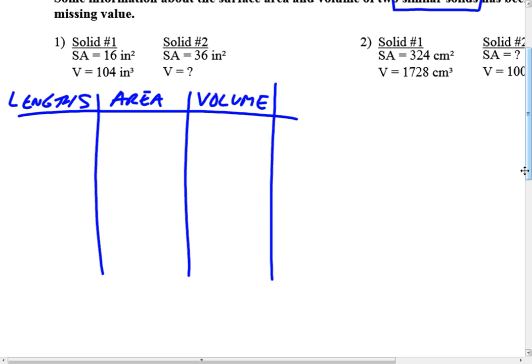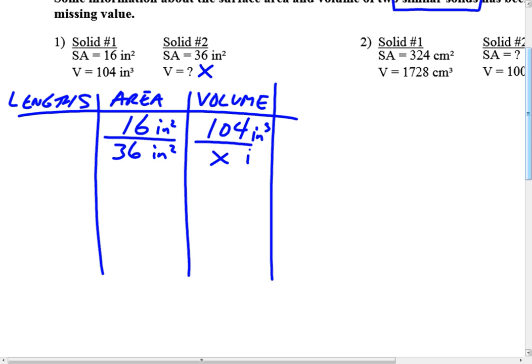What does SA stand for? Surface area. Do we know both surface areas? Write them down. 16 inches squared over 36 inches squared. Do we know any of the volumes? No, 104 inches. What do you think we should put here next to this? How about an X? So I can write this for now. Inches to the third, inches to the third for my volume.